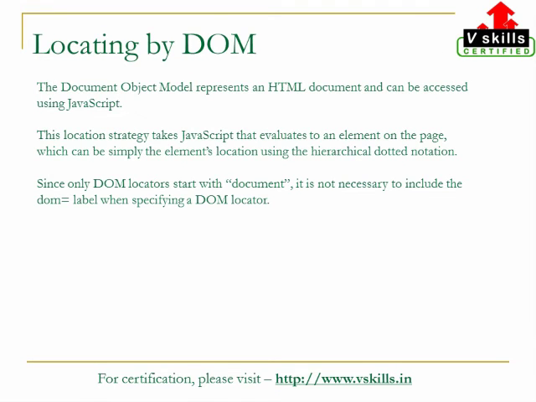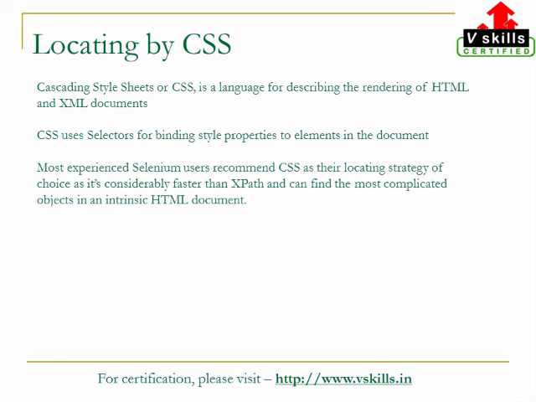Locating by DOM. The document object model represents an HTML document and can be accessed using JavaScript. This location strategy takes JavaScript that evaluates to an element on the page, which can be simply the element's location using the hierarchical dotted notation. Since only DOM locators start with document, it is not necessary to include the DOM equals label when specifying a DOM locator.